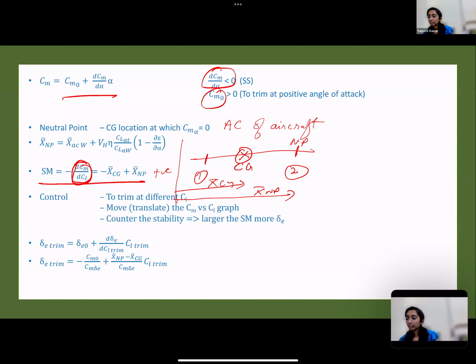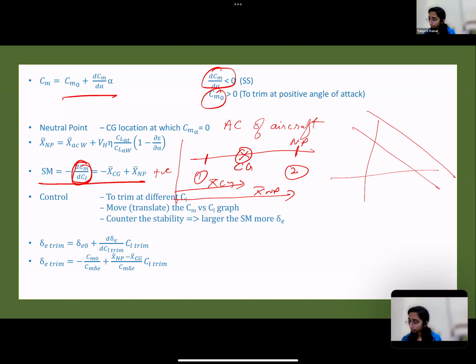Then we studied controls. Control surfaces are deflected to trim the aircraft at different CL. It does not change the slope of the graph. It only changes the intercept. So what it does is, this is your graph, it shifts it up and down. So the intercept changes, the slope remains the same.